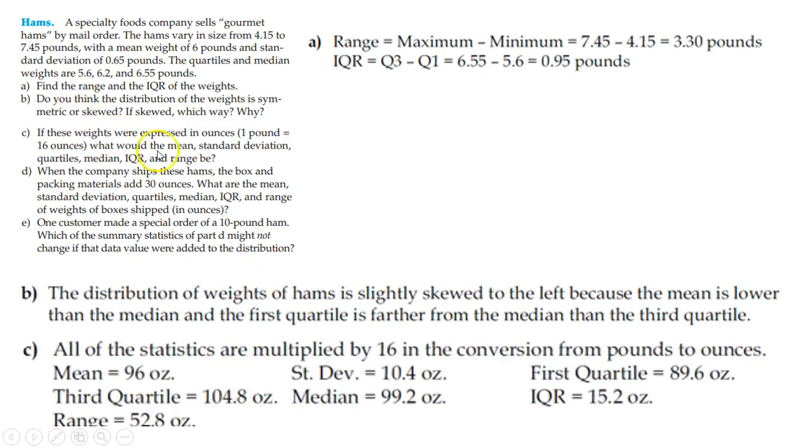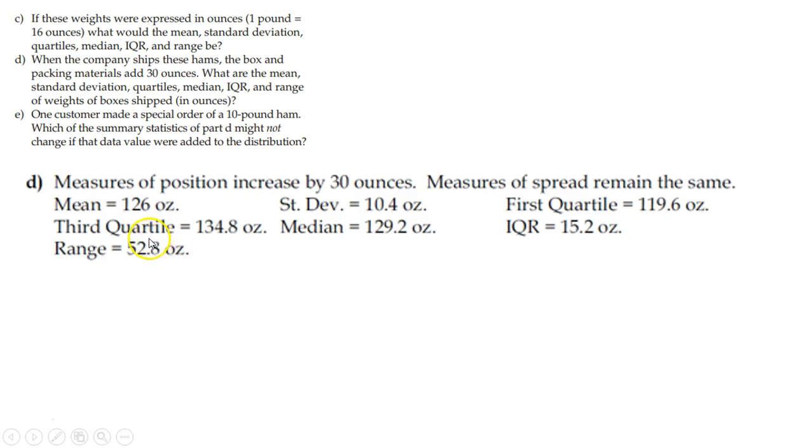All the statistics for Part C are multiplied by 16 because we're changing them from pounds to ounces. So we're making the units smaller, which means there will be more of each, so you have to multiply every single item, including the ranges, the interquartile range, and the standard deviation. Sorry, we are multiplying by 16 to change them into ounces. Then we have part D.